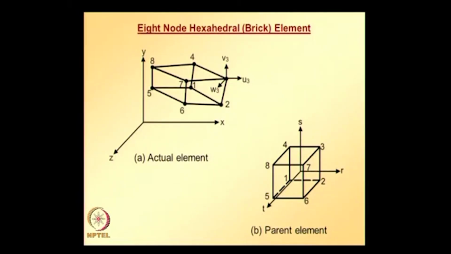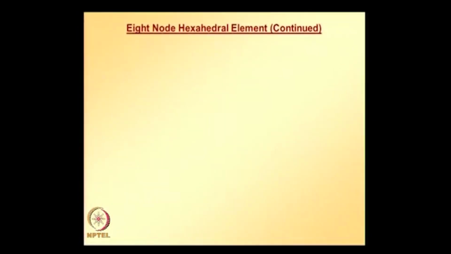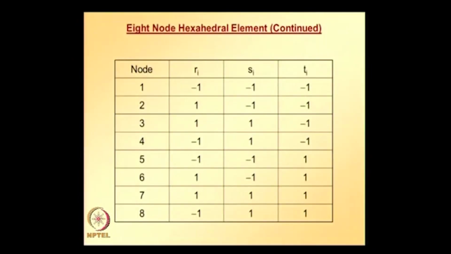and node 5 is located at r is equal to -1, s is equal to -1, and t is equal to 1, and node 6 is located at r is equal to 1, s is equal to -1, t is equal to 1, and node 7 is located at r, s, and t equal to 1, and node 8 is located at r is equal to -1, s and t equal to 1. So, with that understanding we can make a note of the nodes in the parent element and their location as follows, as given here.